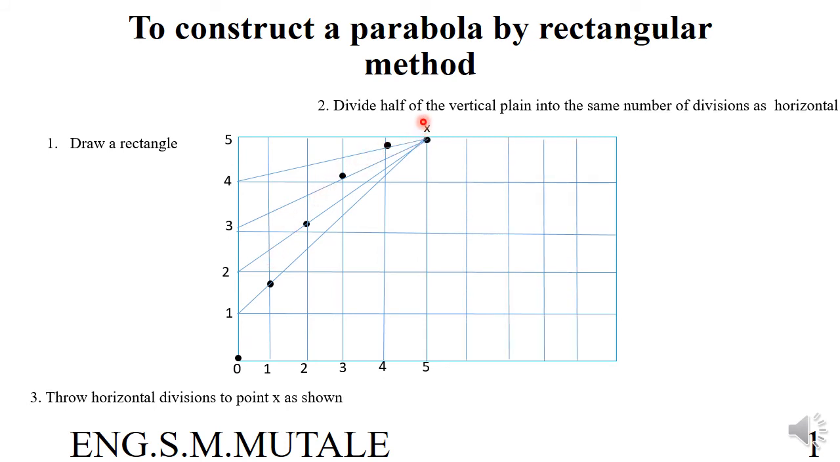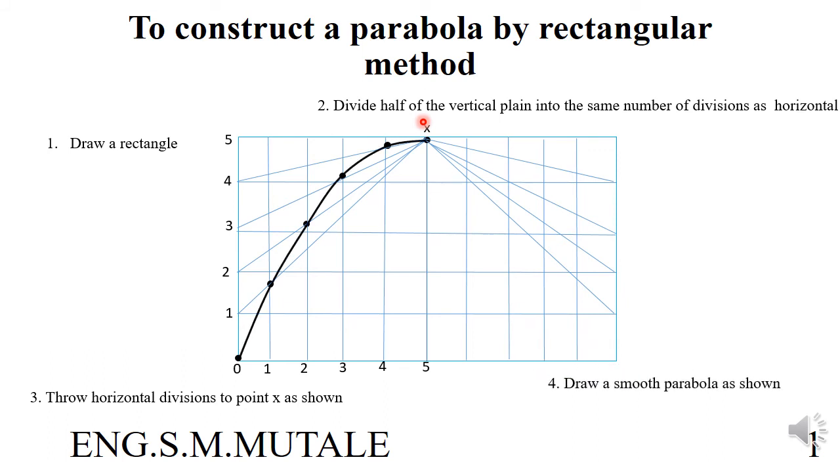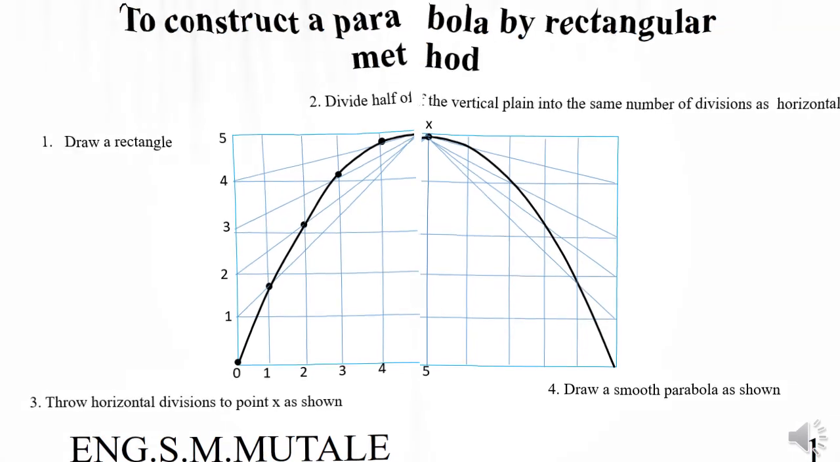For the full one you do the same on the other side, just like you did on the left, and then you produce your parabola like that. So that was the half one. If you put dots on the other side here, a full parabola would come like that.